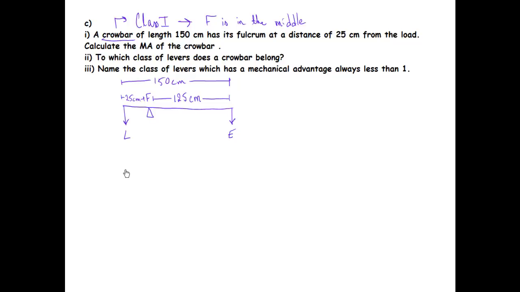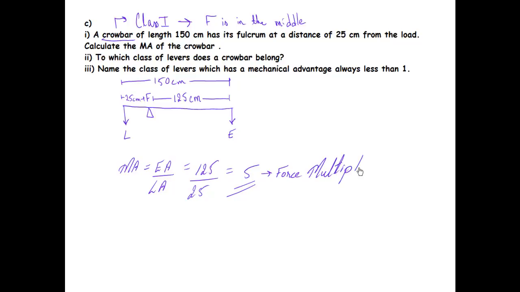Now we'll calculate the MA using the formula effort arm upon load arm. Effort arm is 125 and load arm is 25. So MA will be 5. So in that case, it becomes a force multiplier as its MA is more than 1. So it's a class 1 lever which is a force multiplier.